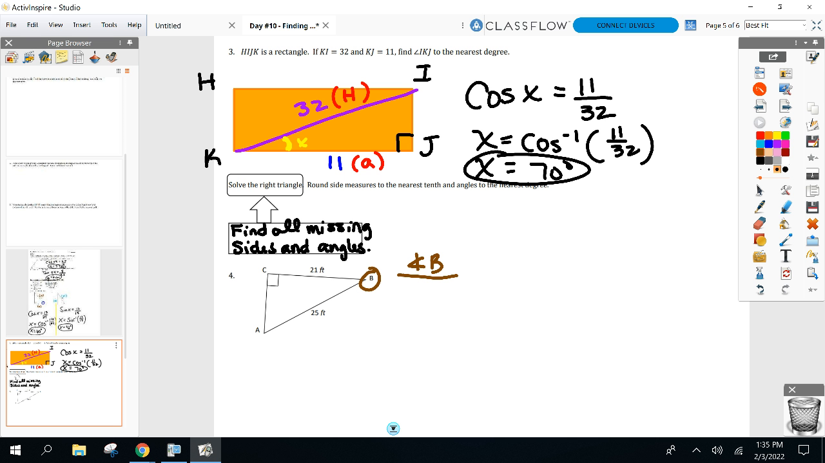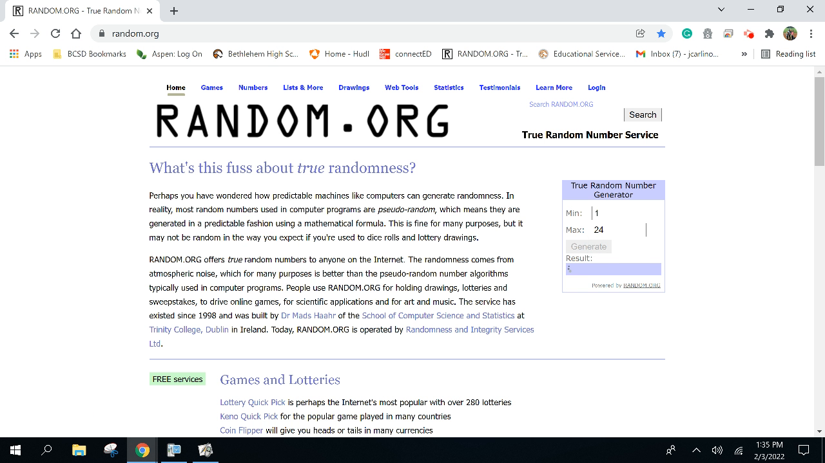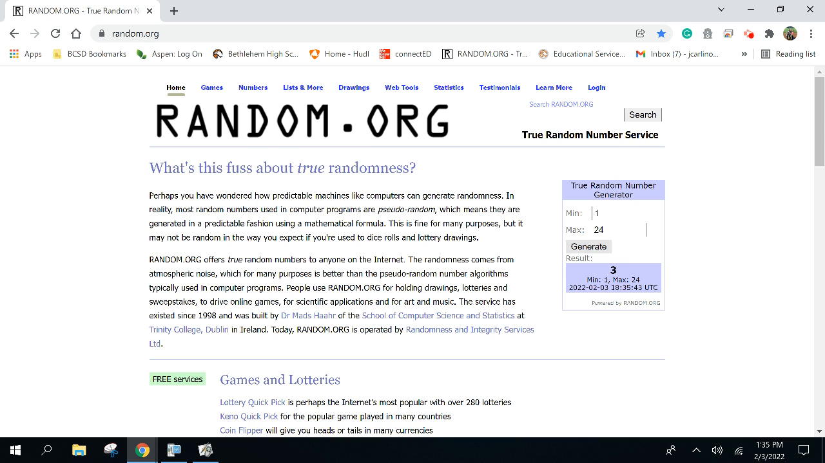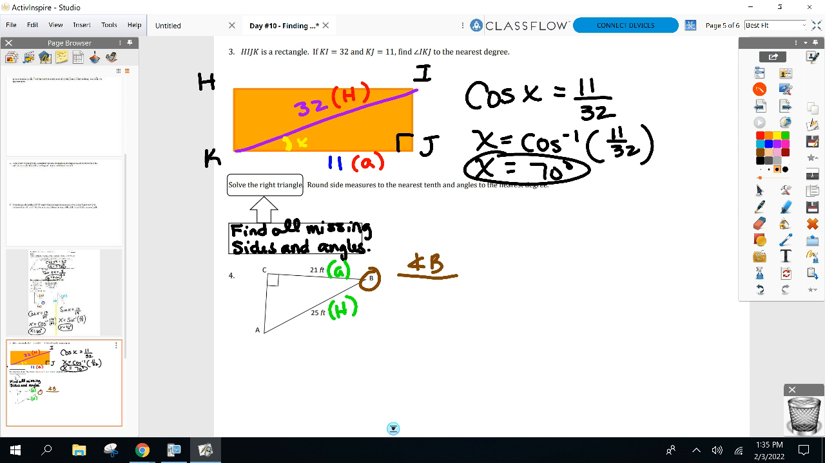If we're doing angle B, what's the 21 and the 25 then? What's the 21? And how about the 25? Good job. So I will be using what ratio to find angle B? Cosine. Good work. Cosine. I'm just going to put B for angle B because that's what we're finding. But you can put an X. Equals 21 over 25. Let's do inverse cosine.